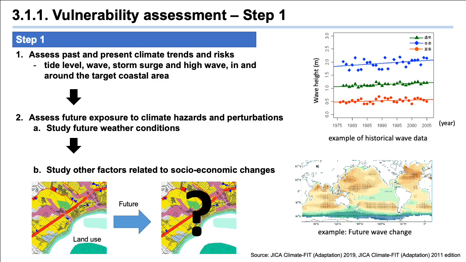So 2B is to study other factors related to socioeconomic changes. This is to study change factors for land use in the target area which affect the inundation, coastal erosion, storm surge, and high wave damage, sediment load, and littoral drift, such as population change and industrial development, through review of the national and regional development plan and land use regulations.